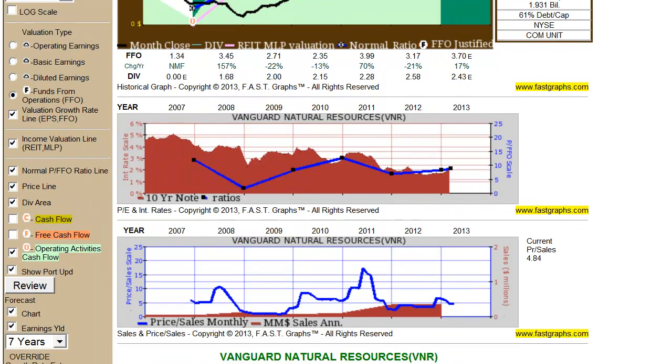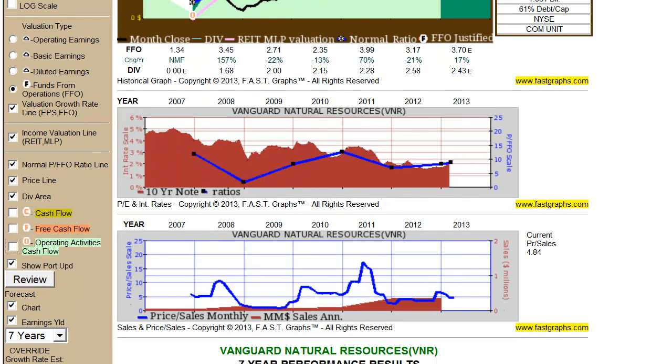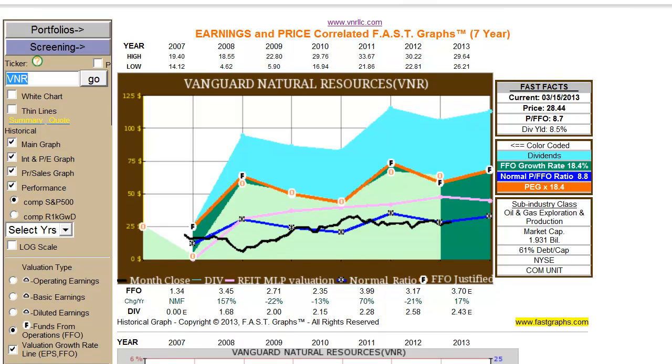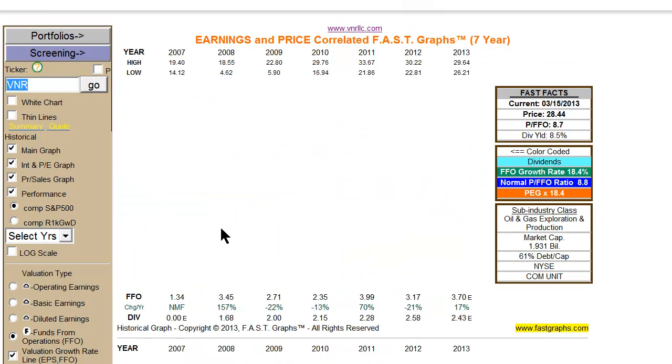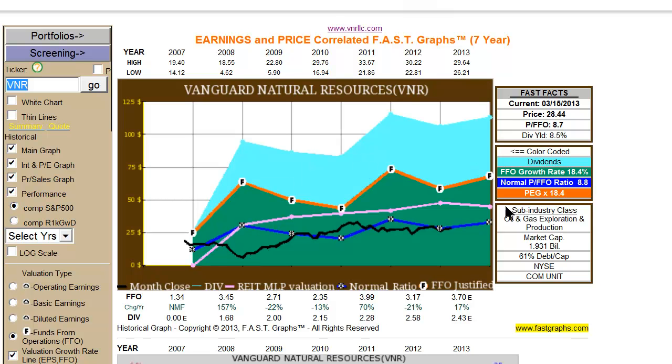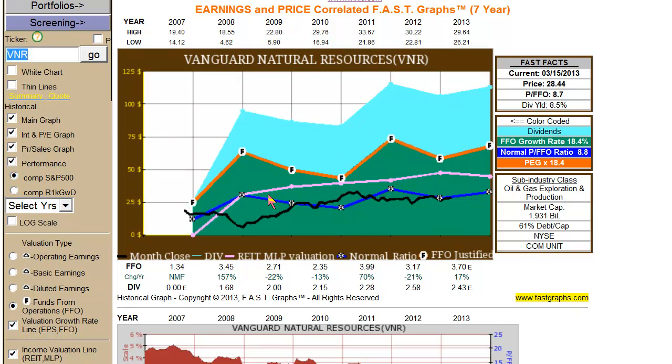So that's another method that we could have used for a premium subscriber. But for all subscribers, they can now simply look at the graph based on funds from operations and then look at it from the dividend line. Now, there's a couple of problems with Vanguard Natural Resources. Number one, if you really look at this and go to the bottom of the graph here, you'll see that there are some funny numbers. From 2007, and here the company went public, by the way, in October of 2007.